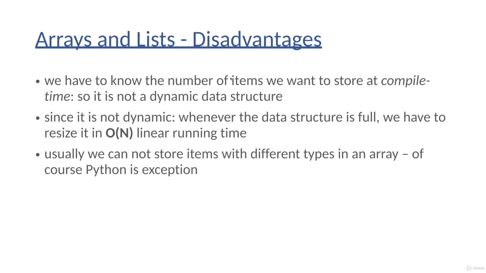We have to know the number of items we want to store at compile time, so basically arrays are not dynamic data structures. Since they are not dynamic, whenever this data structure is full, we have to resize it. That has order n linear running time, which is not that favorable. Lastly, the problem with arrays is that they cannot store items with different types. This is the case when we are dealing with C, C++ or Java, but as far as Python is concerned, we can store items with different types.